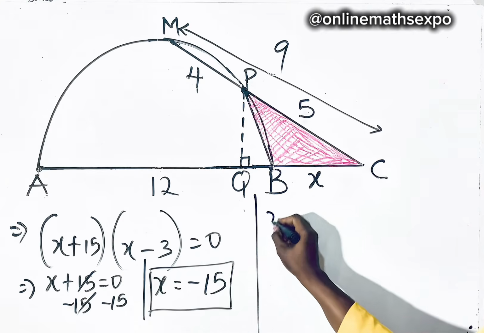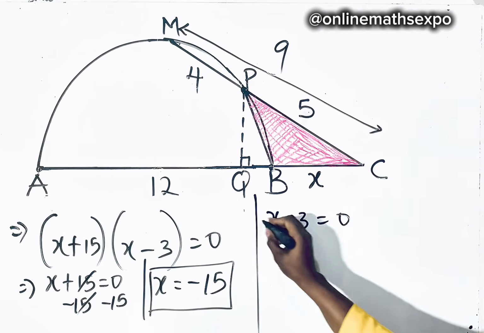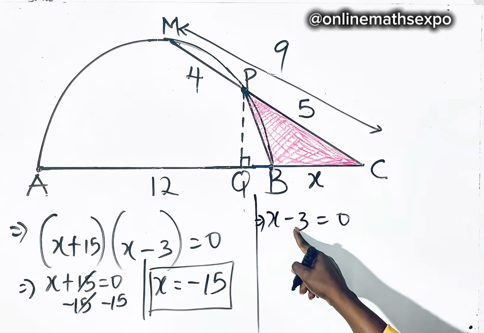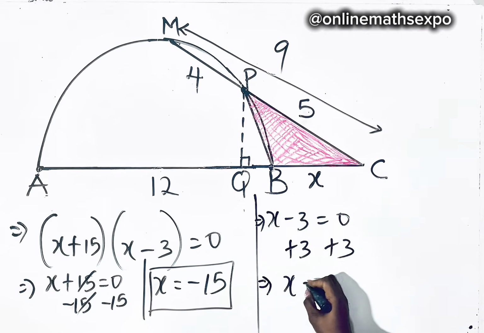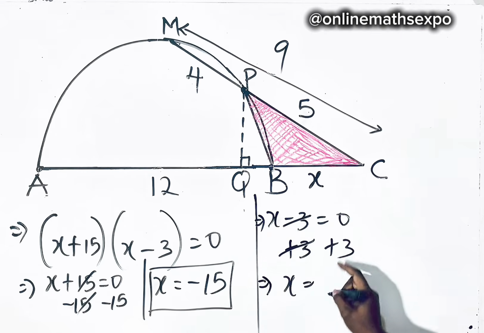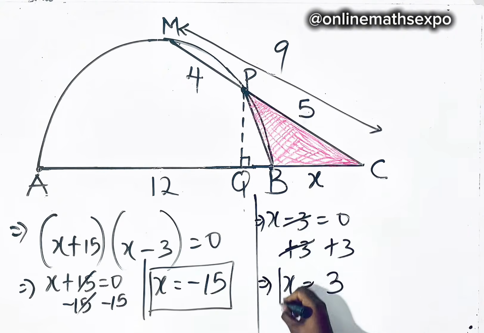For the second, we have x minus 3 is equal to 0. To get x, remove this, you add 3 to both sides. And when you do that, x will give us, subtract this is 0, add this, it gives you 3. So the second value of x is 3.